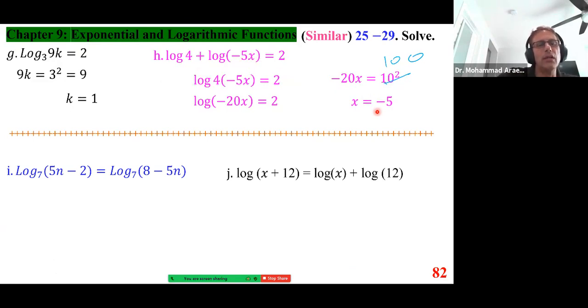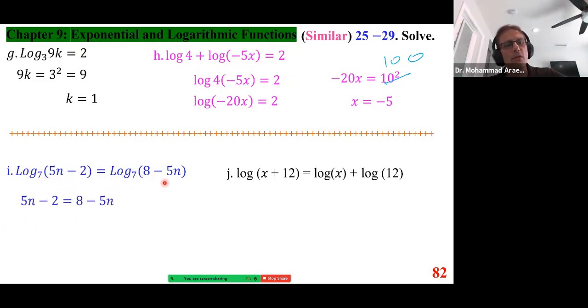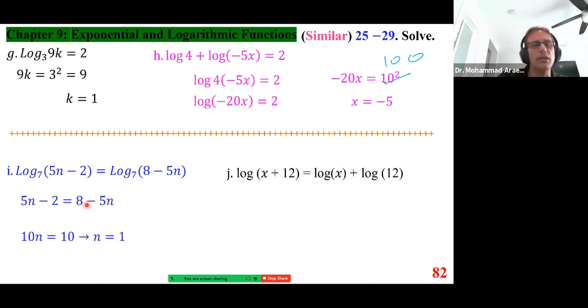Anytime you have a log on both sides, make sure each side has a single log. Because this is a single log with the same base, they must have the same argument. So 5n minus 2 must be 8 minus 5n. I hope you realize if I move this one here, I get 10n. If I move this one here, I get 10, and n becomes 1. It's very simple. Understand the process.